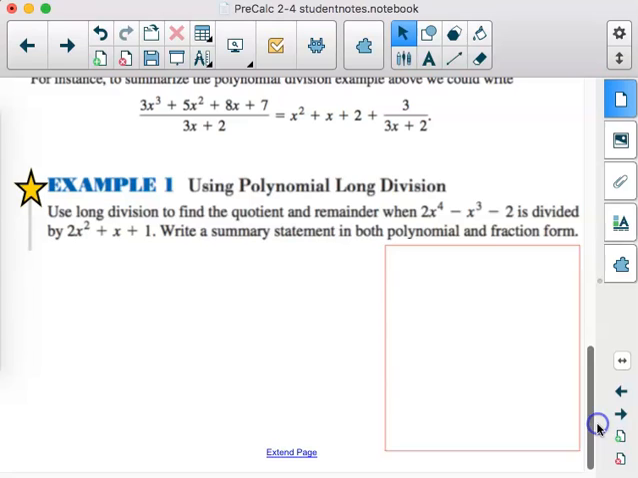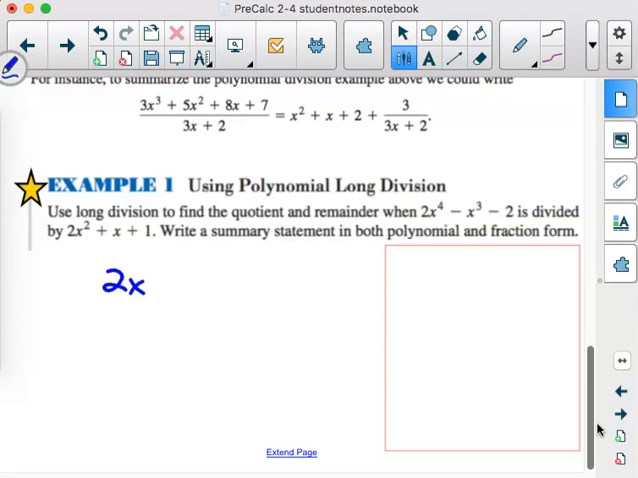Example 1 says using polynomial long division, use long division to find the quotient and the remainder when 2x to the fourth minus x to the third minus 2 is divided by 2x squared plus x plus 1. Write a summary statement in both polynomial and fraction form. Well, we'll start at the beginning. We have some division to do here.